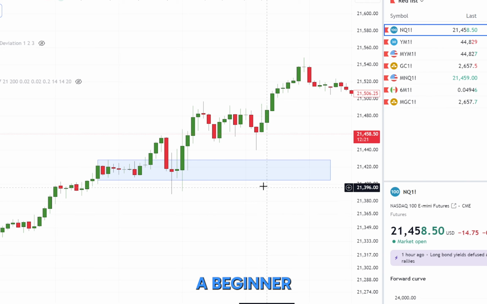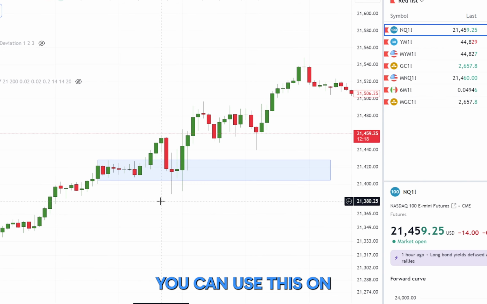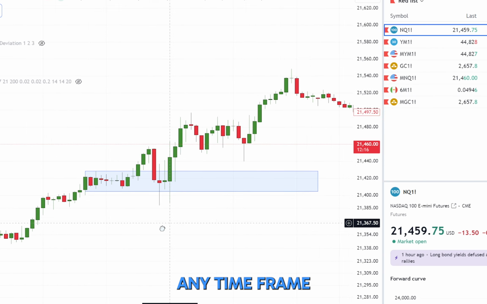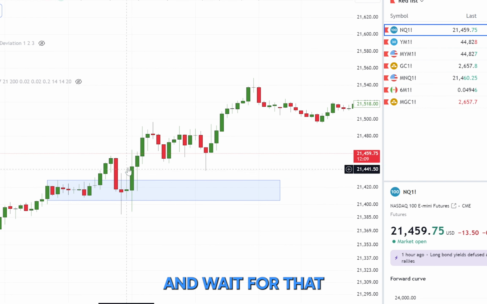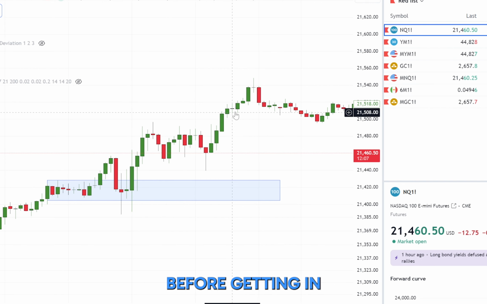Now, if you are a beginner just starting out, you can use this on any time frame. It doesn't matter if it's the 15-minute, the 1 hour, the 4 hour. Go to the time frame you are trading on and wait for that break of candlestick before getting in.